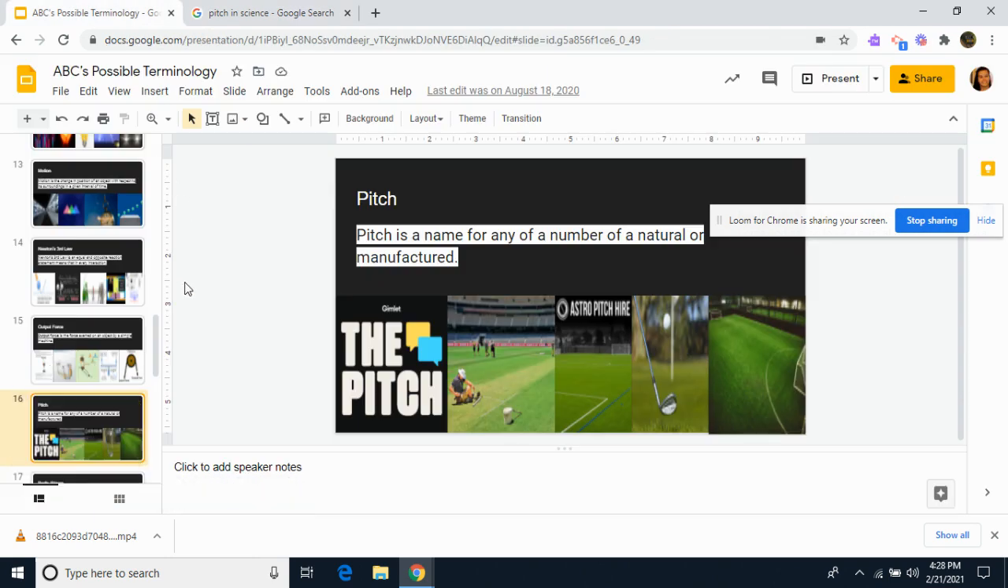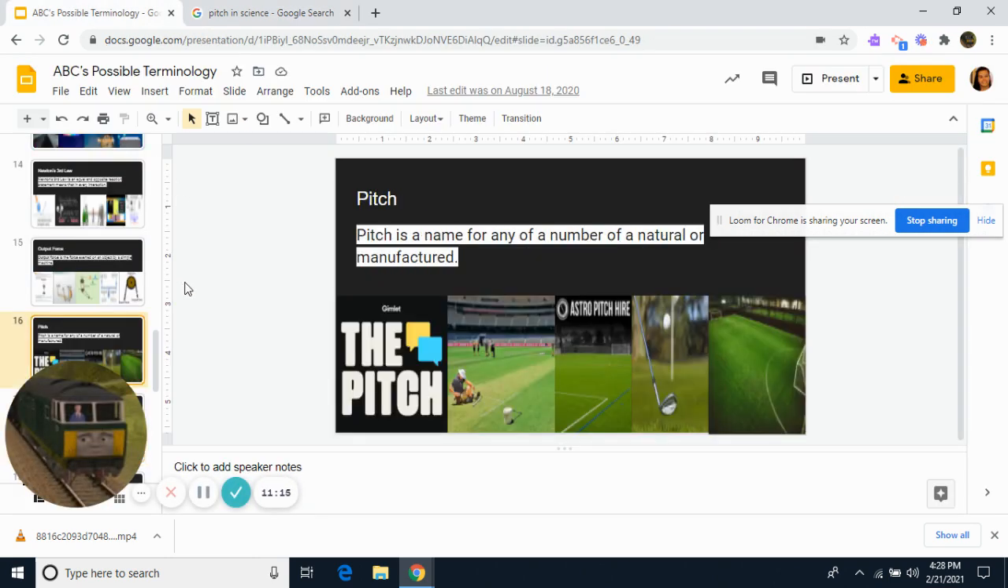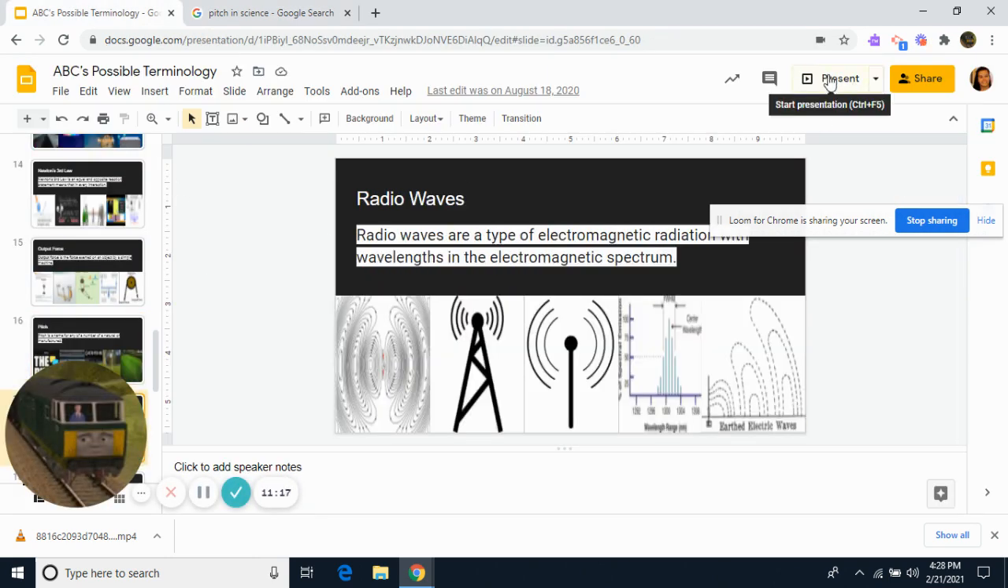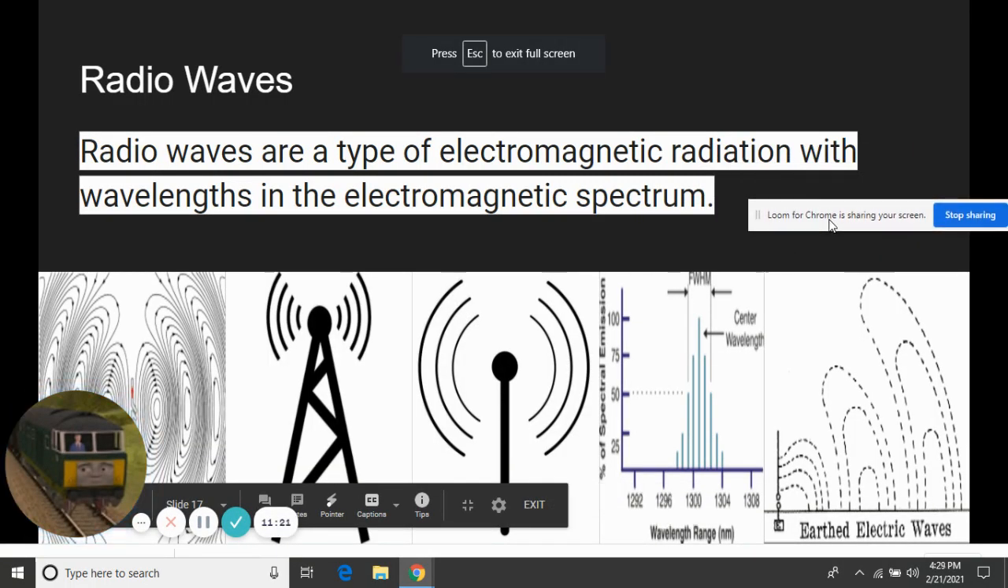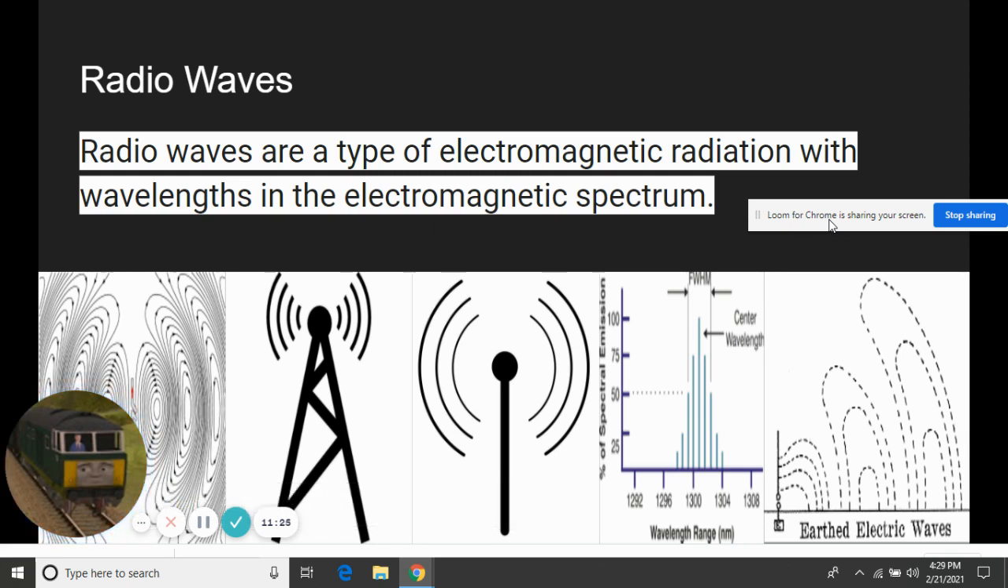All right, enough of the pitch. So let's just go with the radio waves. All right, radio waves. Radio waves are a type of electromagnetic radiation with wavelength in the electromagnetic spectrum.